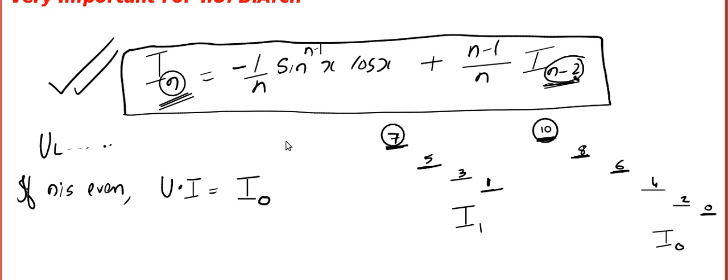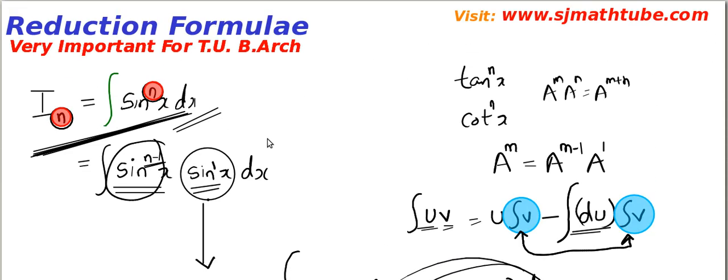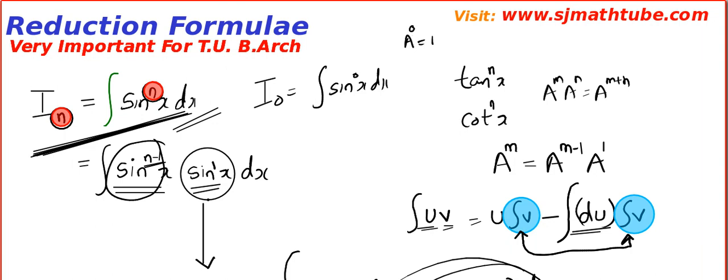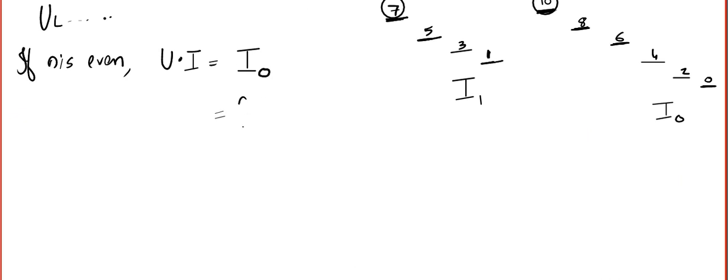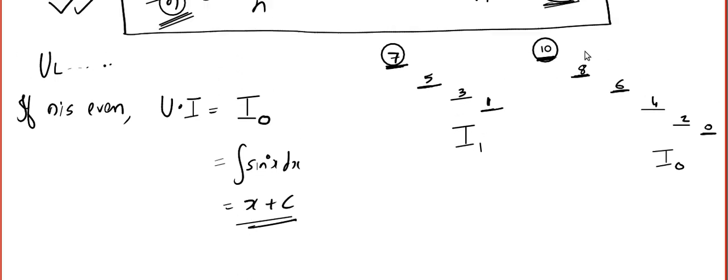By the way, what is our In? I hope you still remember what is In. Yeah, integral sine to the power n x dx. So what will be I0? Integral sine to the power 0 x dx. But any finite number to the power 0 is 1. So we get integral dx, and integral dx is x. So I'm going to write those things here. We will get sine to the power 0 x dx, and that will be 1, and that will be x plus c. I hope you understood.